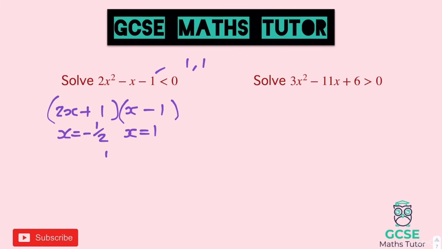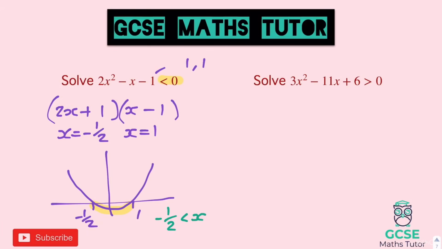And if we draw our little curve for this, we've got 1 negative, 1 positive. So we've got -1/2 and 1. And for this part, we are looking at less than 0. So we're looking at the part here below the x-axis. So we've got a single inequality for our answer for this one. And that single inequality is going to be -1/2 and 1. And again, just remembering that inequality there just means all the numbers for x between -0.5 and 1.